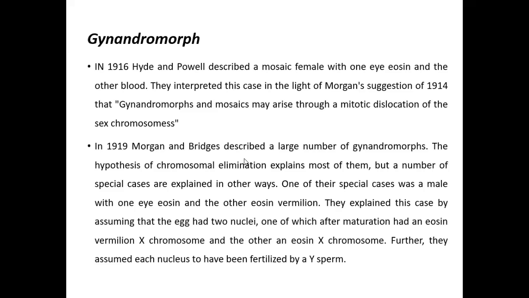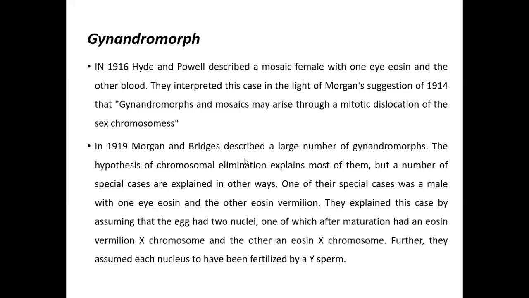Bridges, Hyde and Paul described a mosaic female with one eye eosin and the other black. That means the eye color with black type. So they interpreted this case in the light of Morgan's suggestions in 1914, that gynandromorphs and mosaics may arise through a mitotic dislocation of the sex chromosomes.